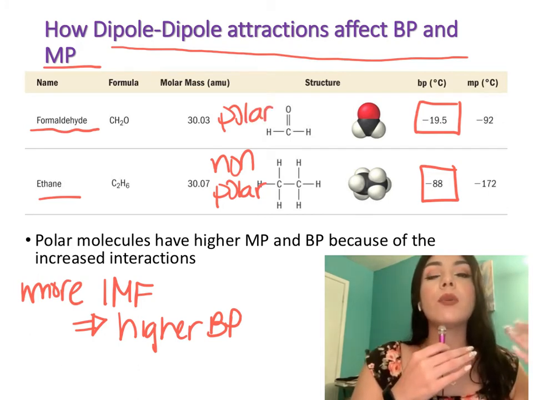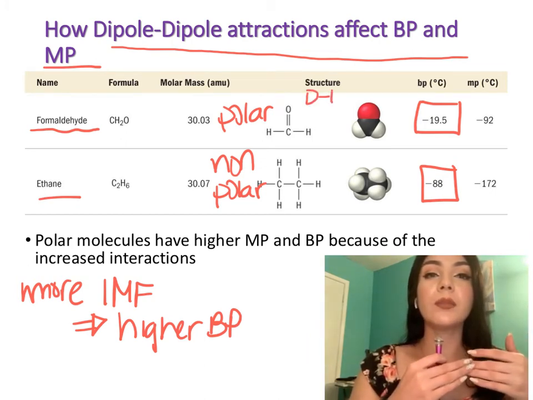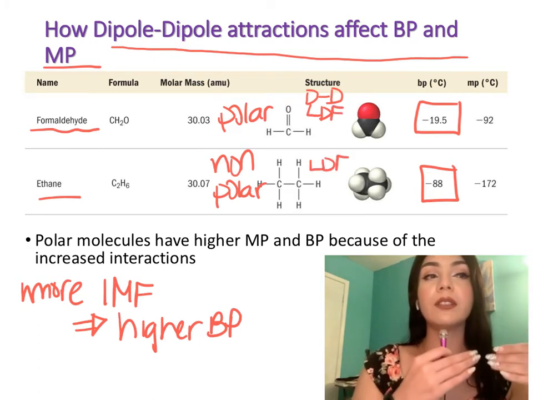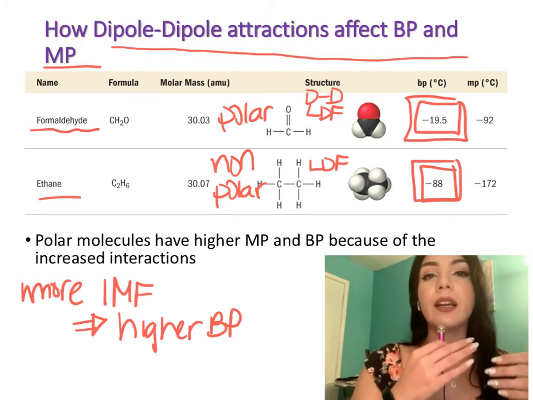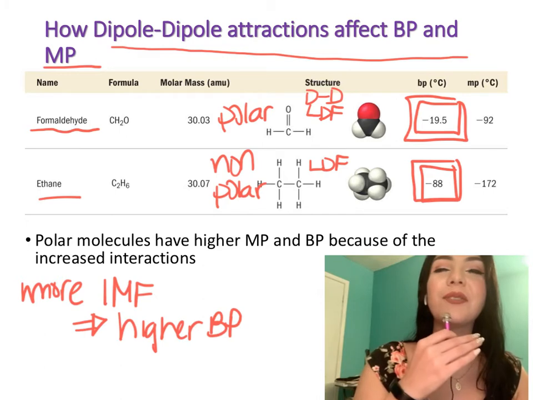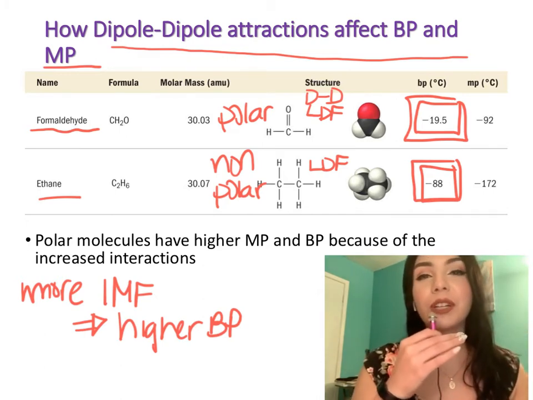So formaldehyde has 2 different IMFs. It has the dipole-dipole attractions and the LDF, the London dispersion. Ethane only has London dispersion, so you can see this big difference in boiling point, and it's caused because of the fact that formaldehyde has an overall dipole moment, so it ends up having dipole-dipole attractions between it.